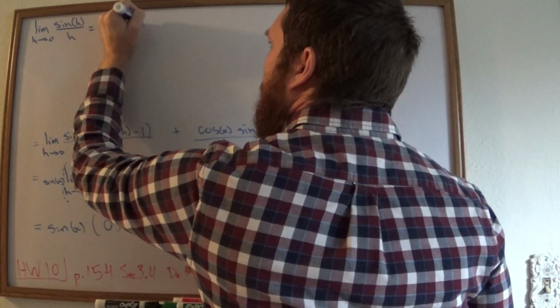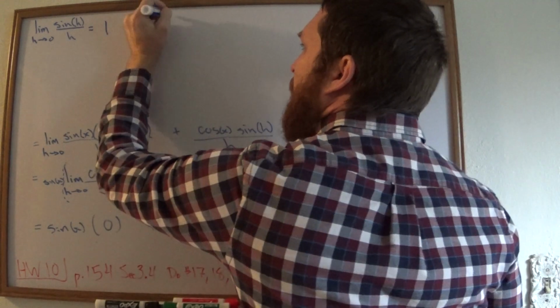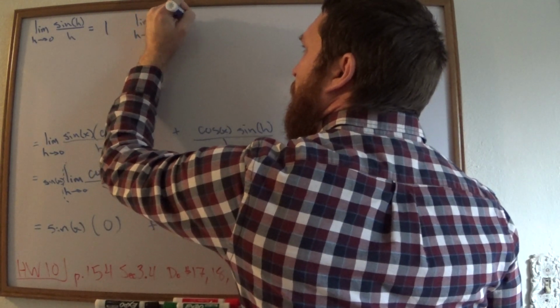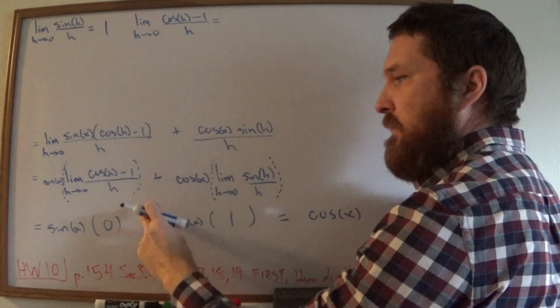The other thing we need to prove is that the limit as h goes to 0 of cosine h minus 1 over h is equal to 0.